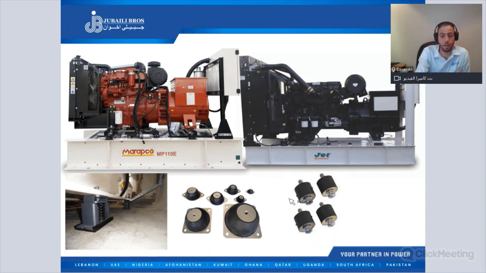These rubber pads we use for our Jubaili generator set, between the coupled engine alternator and the base frame. We use this type of anti-vibration mount when a small amount of vibration transmission is acceptable. But if a small amount of vibration transmission is not acceptable, then we have to use this spring type in combination with the rubber type. This one we keep under the base frame, and this type, as I told you, goes between the coupled engine alternator and the base frame.